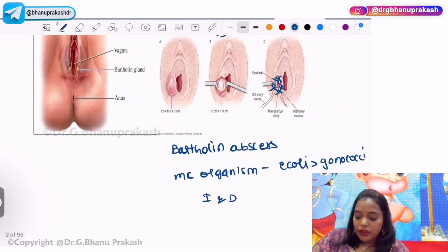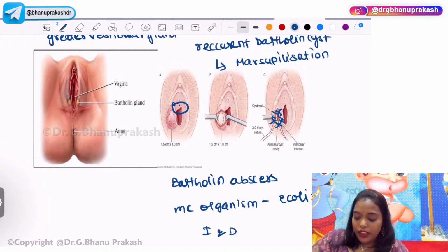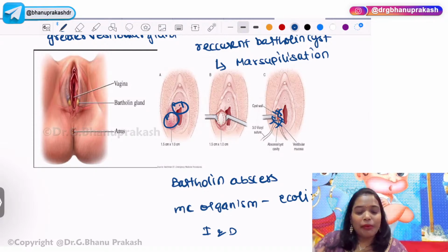Incision and drainage. So whenever you have cyst in the anterior wall, it is called Gartner's cyst, which is a remnant of Wolffian duct. Posterolateral cyst is a Bartholin cyst. Maximum times in your exam, you will get an image in the posterolateral aspect of the vagina itself. What is this? Bartholin cyst. If you get that, you're going to answer it.